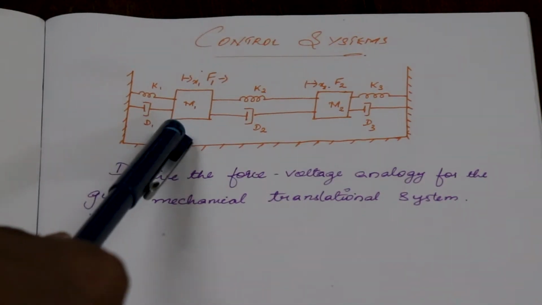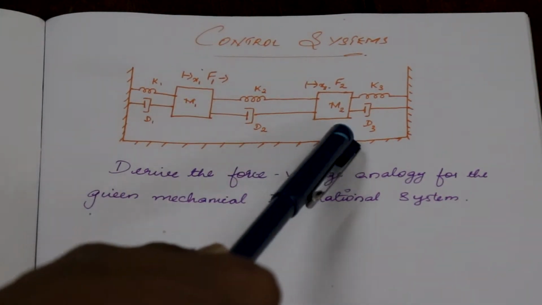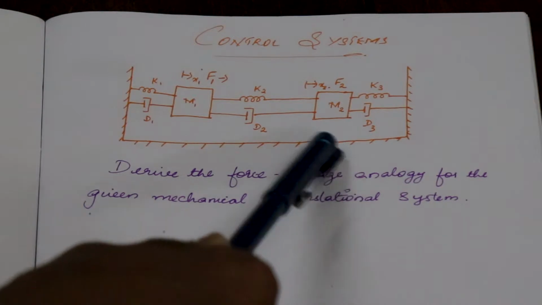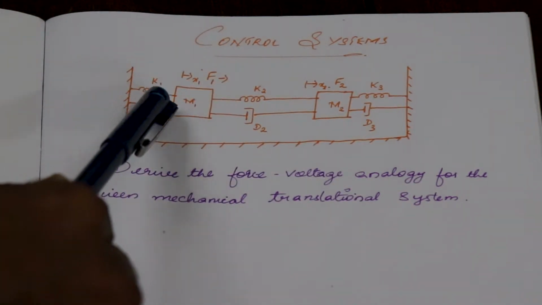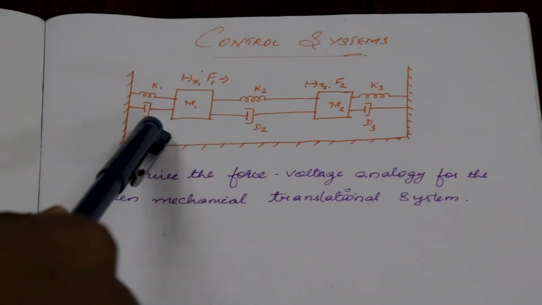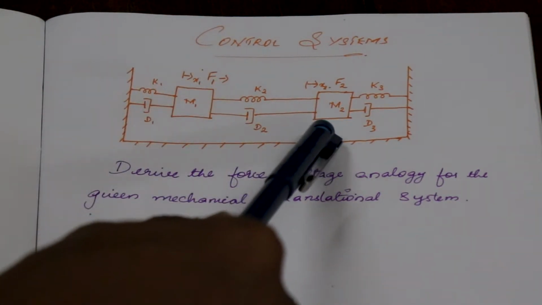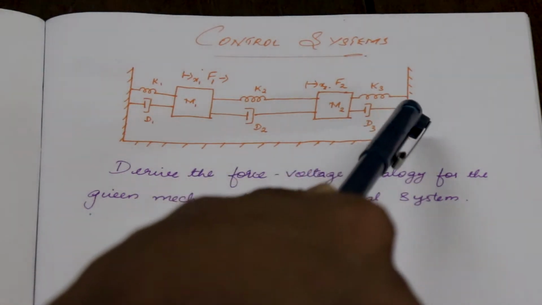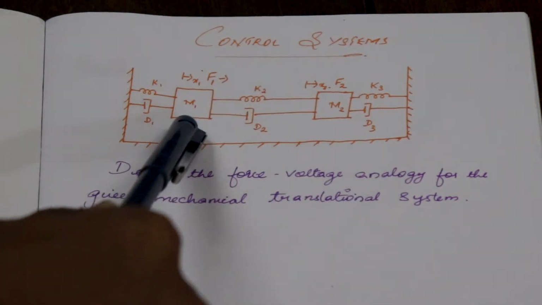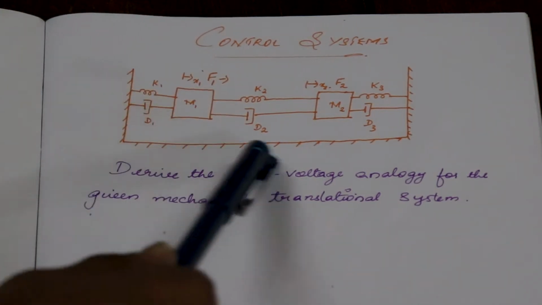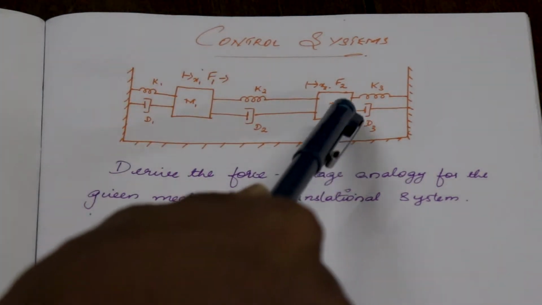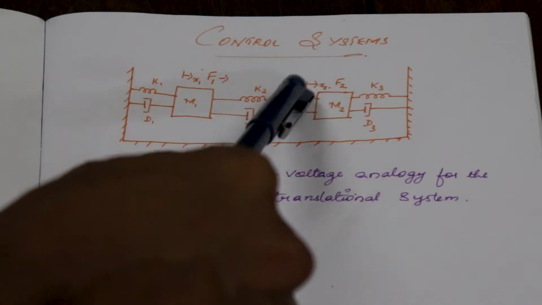In this system, we have two masses M1 and M2. M1 and M2 are connected to each other via a spring K2 and a damper D2. M1 is connected to the external support via a spring K1 and a damper D1. And M2 as well is connected using a spring K3 and a damper D3. The force acting on M1 is given as F1 and the displacement due to F1 is X1. Similarly, the force acting on M2 is F2 and the displacement is X2.